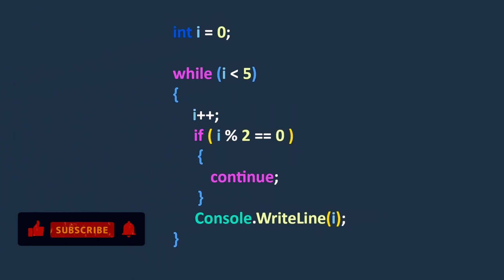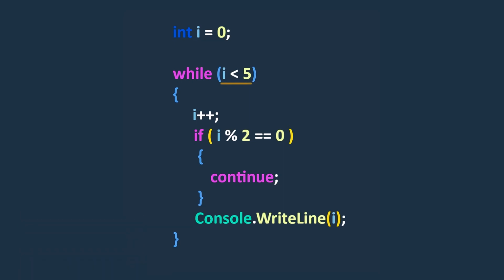For example, here, the while loop continues as long as i is less than 5. Within each iteration, i is incremented by 1. Next, if i is divisible by 2, the continue statement is encountered. So, the remaining code within the current iteration is skipped, and the program control jumps to the beginning of the code block to start a new iteration.